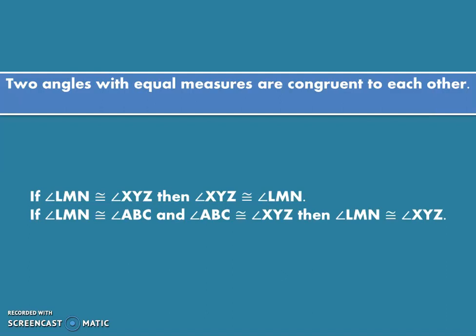If angle LMN is congruent to angle XYZ, then angle XYZ will also be congruent to angle LMN. Again, if angle LMN is congruent to angle ABC and angle ABC is congruent to yet another angle XYZ, then the first angle, that is LMN, will also be congruent to the third angle, that is angle XYZ.